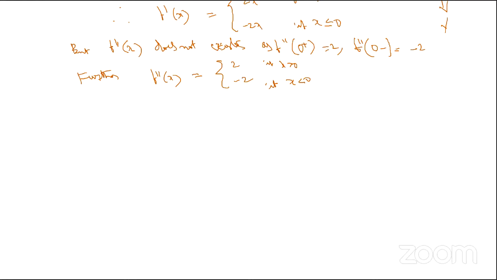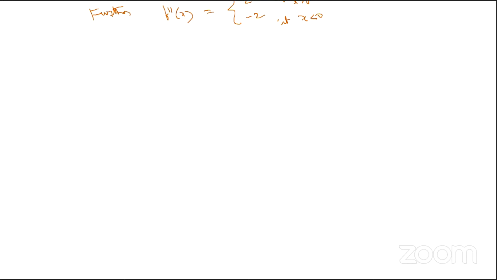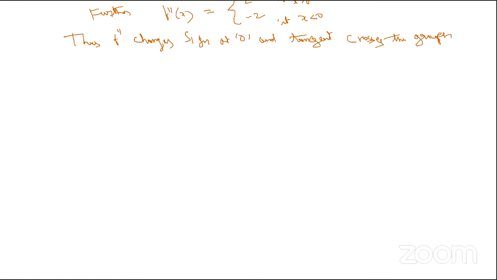Thus this f double dash changes sign at 0, and the tangent crosses the graph at 0.